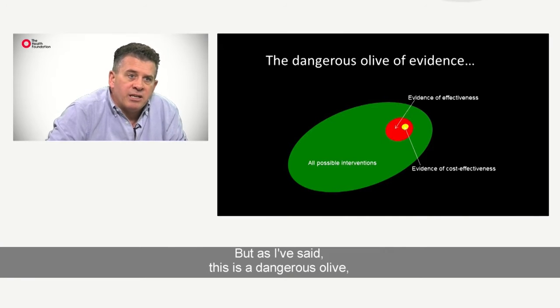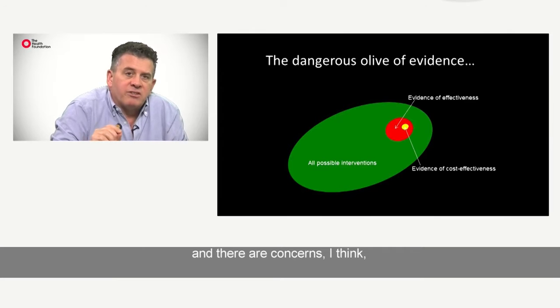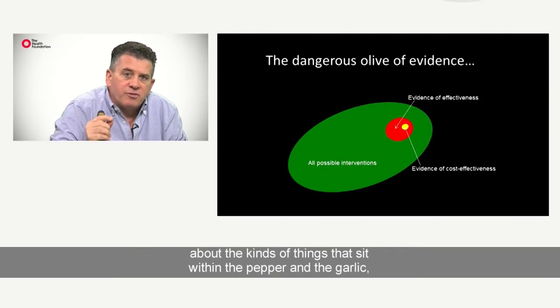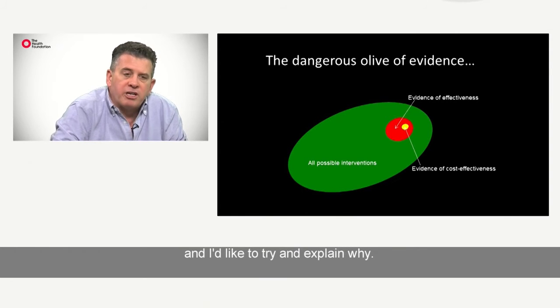But as I've said, this is a dangerous olive, and there are concerns, I think, about the kinds of things that sit within the pepper and the garlic, the kinds of interventions for which we have evidence of effectiveness, and I'd like to try and explain why.